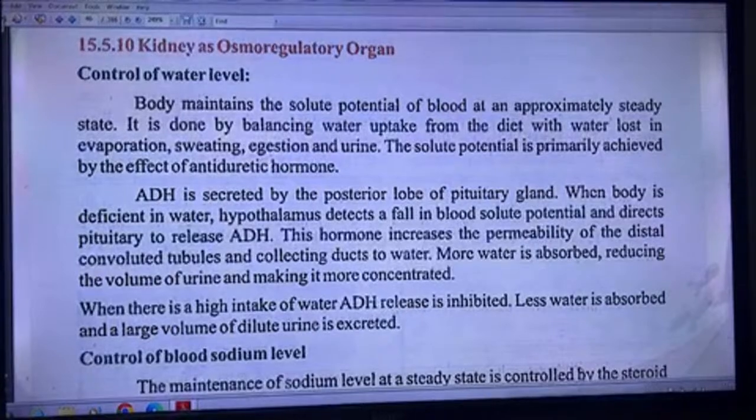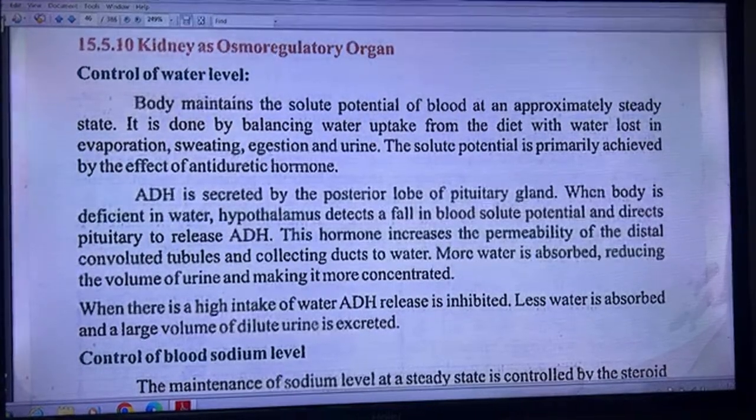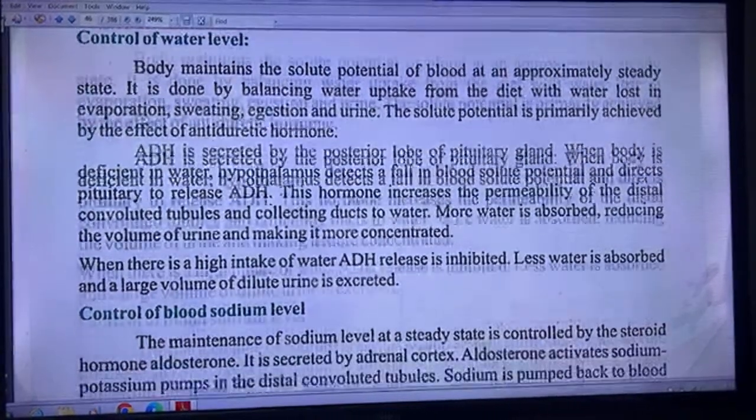When there is a high intake of water, ADH release is inhibited. Less water is absorbed and a large volume of dilute urine is excreted.